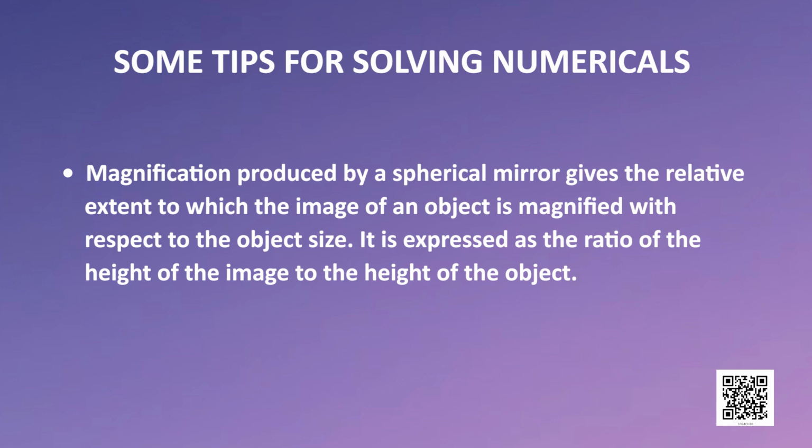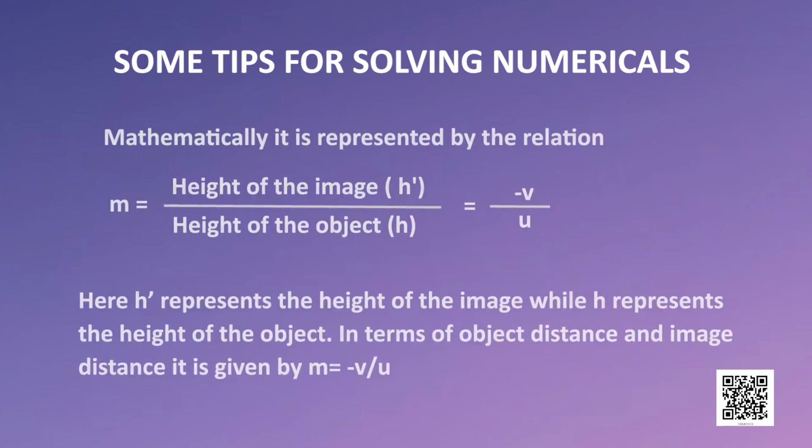Magnification produced by a spherical mirror gives the relative extent to which the image of an object is magnified with respect to the object size. It is expressed as the ratio of the height of the image to the height of the object. Mathematically, it is represented by the relation m is equal to height of the image h dash divided by height of the object h. In terms of object distance and image distance, it is given by m is equal to minus v upon u.